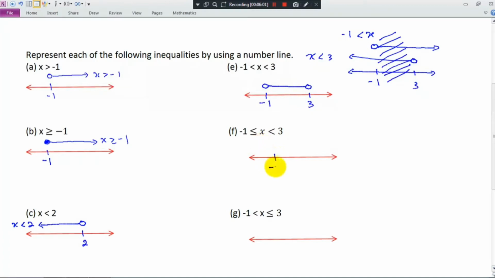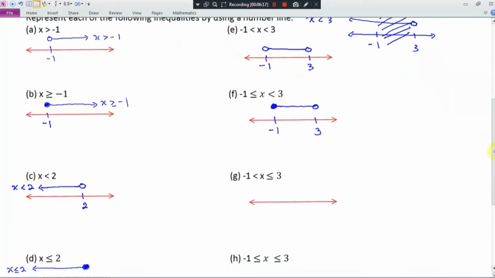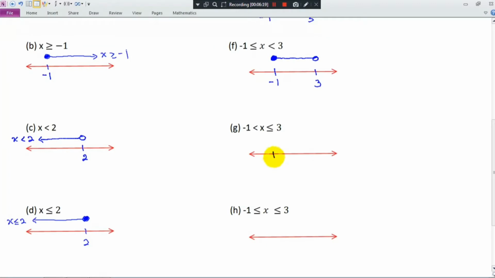Okay, how about this one? So this is the same thing, -1, 3 here, and you have an equal sign. Put a circle, shade it. Okay, put a circle, don't shade it because you don't have an equal sign here. How about this one? Still same thing, -1, 3. Don't have an equal sign, put a circle, don't shade it. You have an equal sign, put a circle, then shade it. Connect these 2 points together.